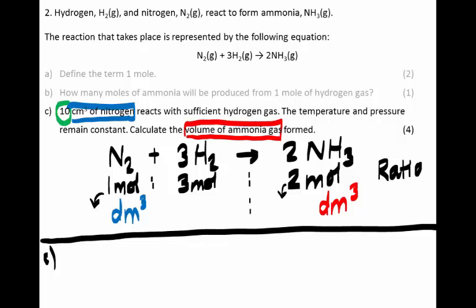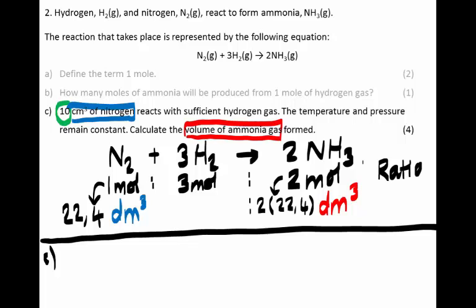As I said, I'm going to do this maybe slightly wrongly first, because we have not been told here that this is at STP. We were told that the temperature and pressure remained constant, but it's not at STP. But you will get the right answer if you assume it is at STP. So let's do that for now. 1 mole of nitrogen at STP would have a volume of 22,4 decimeter cubed. 2 moles of ammonia at STP would have a volume of 2 times 22,4 decimeter cubed, 44,8 decimeter cubed.